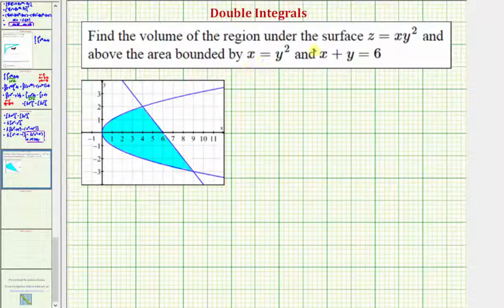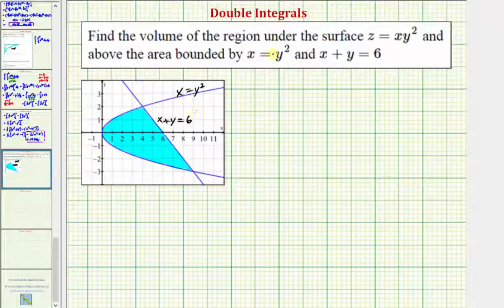For us to find the volume of the region under the surface z equals xy squared, and above the area in the xy plane bounded by x equals y squared and x plus y equals 6. So first, looking at this graph in the xy plane, this curve is x equals y squared, and this line is x plus y equals 6.